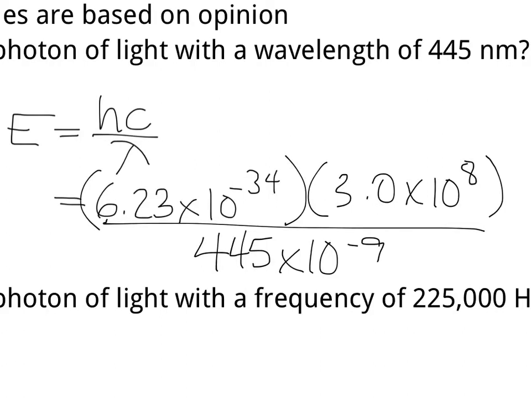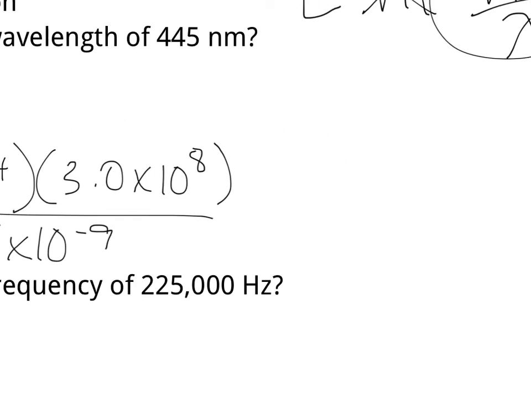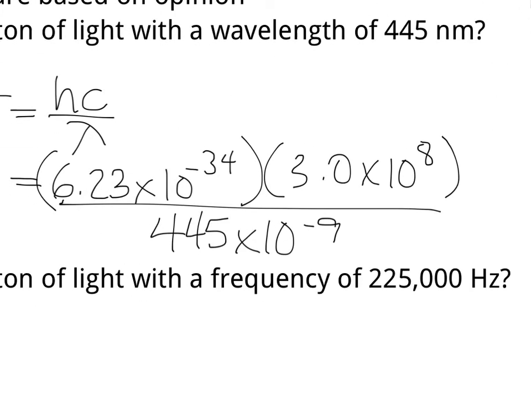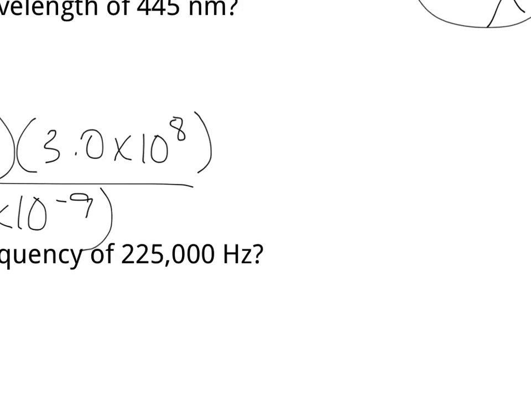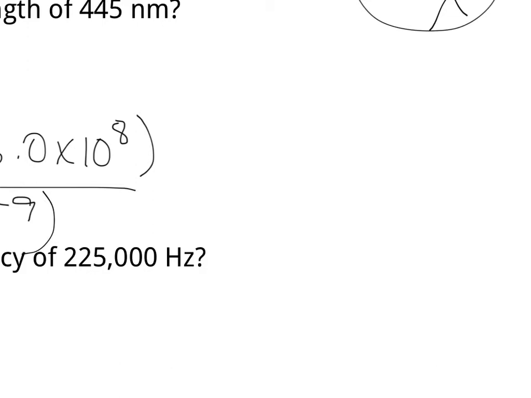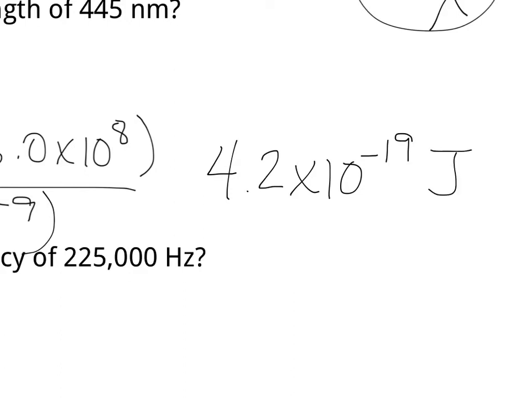Because of the amount of scientific notation involved in this calculation, you do want to be sure that you're being deliberate about where your parentheses go. In fact, I didn't write them in here, but if you're doing this on a calculator, you certainly want to have that last one enclosed in parentheses. When you calculate this number out, you should get something relatively small, somewhere on the order of 4.2 times 10 to the minus 19 joules. And that is the energy contained in a single photon of light with a wavelength equal to 445 nanometers.